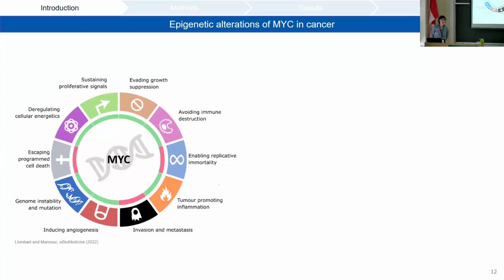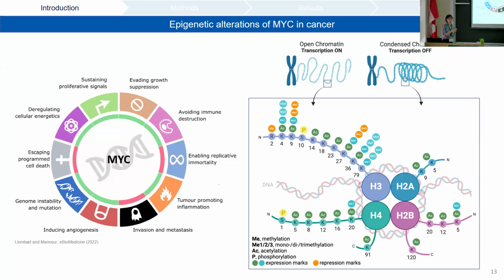And high MYC expression usually leads to tumor initiation, progression, and maintenance. And it's associated with very aggressive cancer as well as poor prognosis. What's interesting is that MYC not only shows genetic alteration in cancer, but also epigenetic changes. As many of you know in this room, post-translational modification on the histone tail domain alters gene expression by changing chromatin structure.